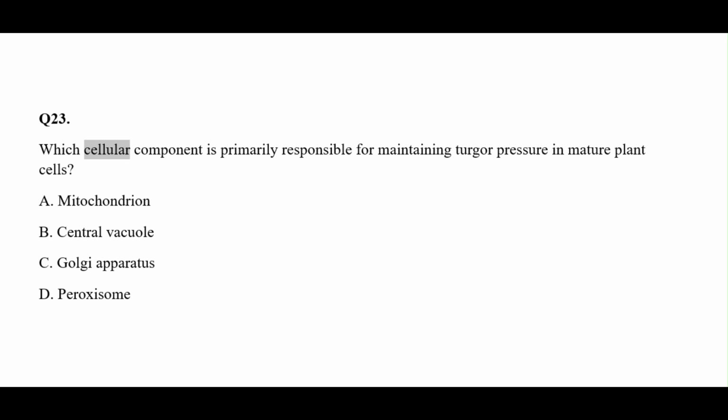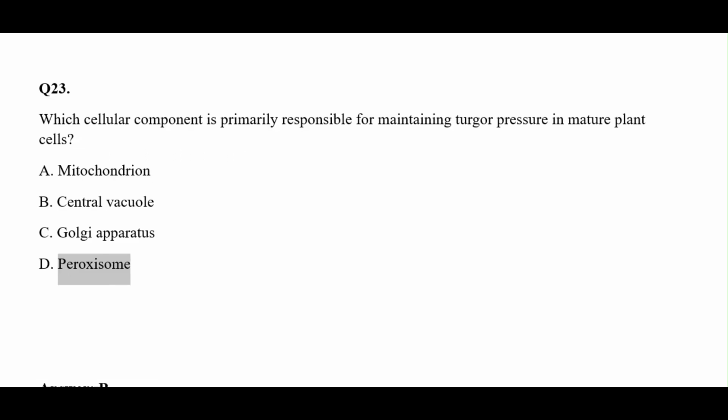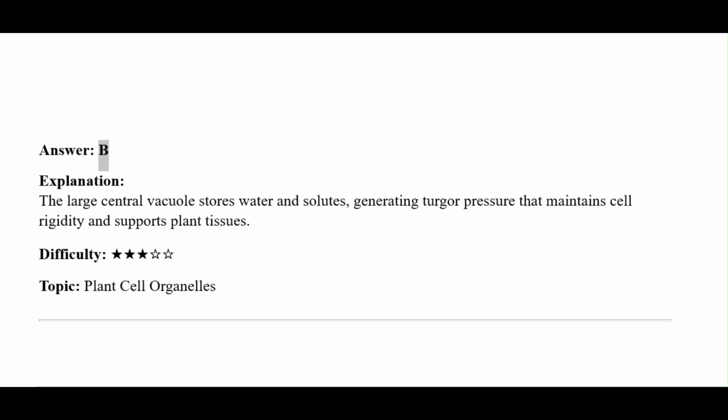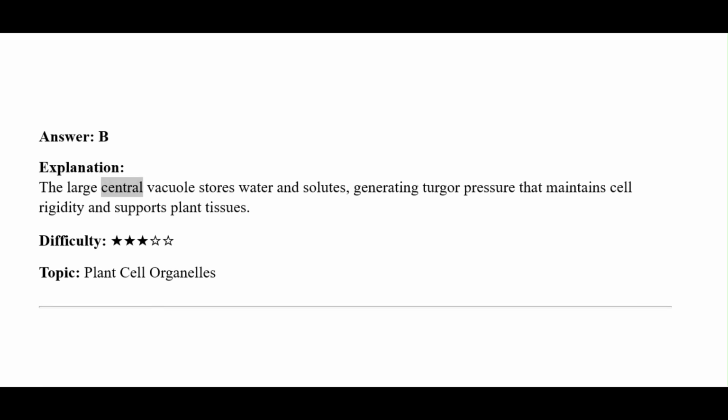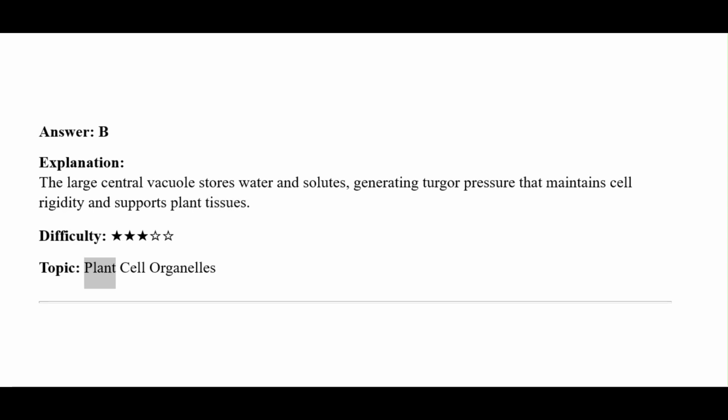Q23. Which cellular component is primarily responsible for maintaining turgor pressure in mature plant cells? A. Mitochondrion. B. Central vacuole. C. Golgi apparatus. D. Peroxisome. Answer, B. Explanation. The large central vacuole stores water and solutes, generating turgor pressure that maintains cell rigidity and supports plant tissues. Difficulty. Topic: Plant cell organelles.